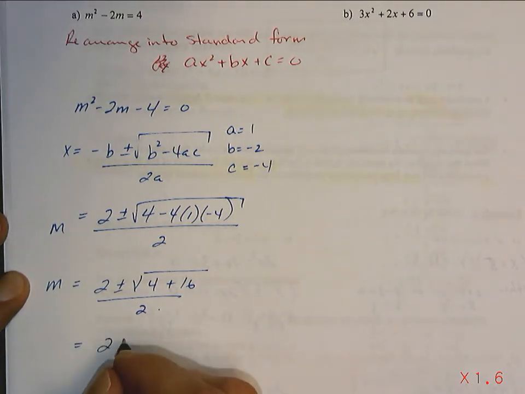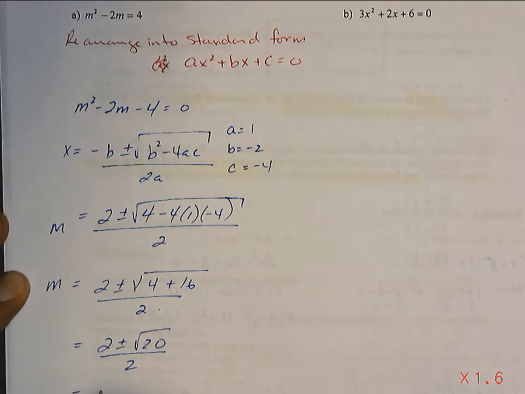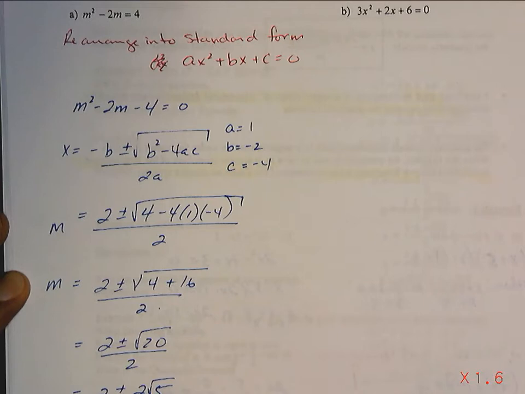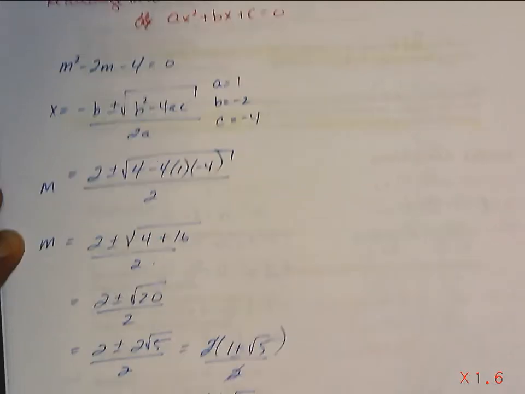which is going to be 2 plus or minus square root 20 over 2, which is going to be 2 plus or minus 2 root 5 over 2. We're going to common factor out a 2 here. 1 plus root 5 over 2. These are going to reduce, leaving us with 1 plus or minus root 5. Oh, we ran off the page, I'm sorry.